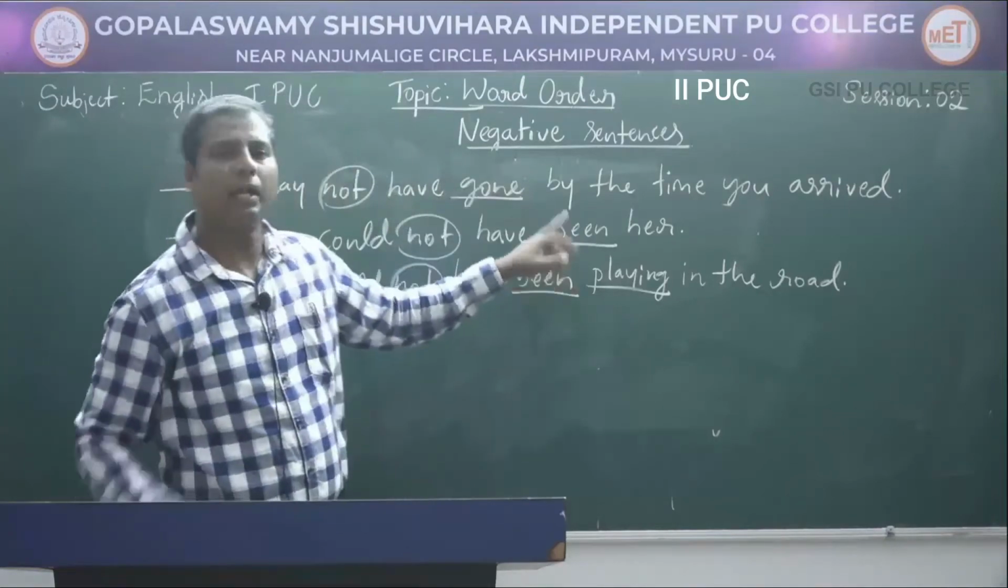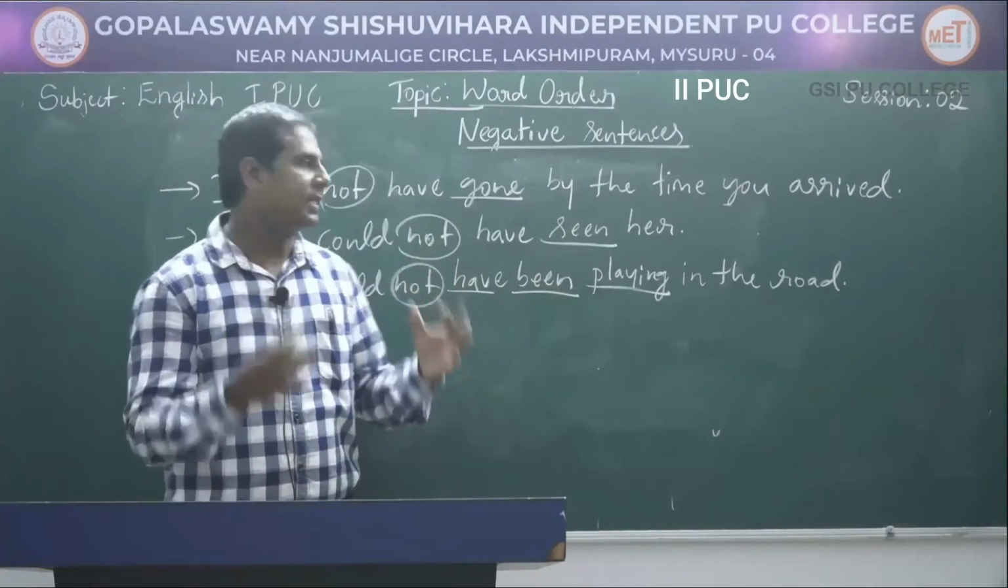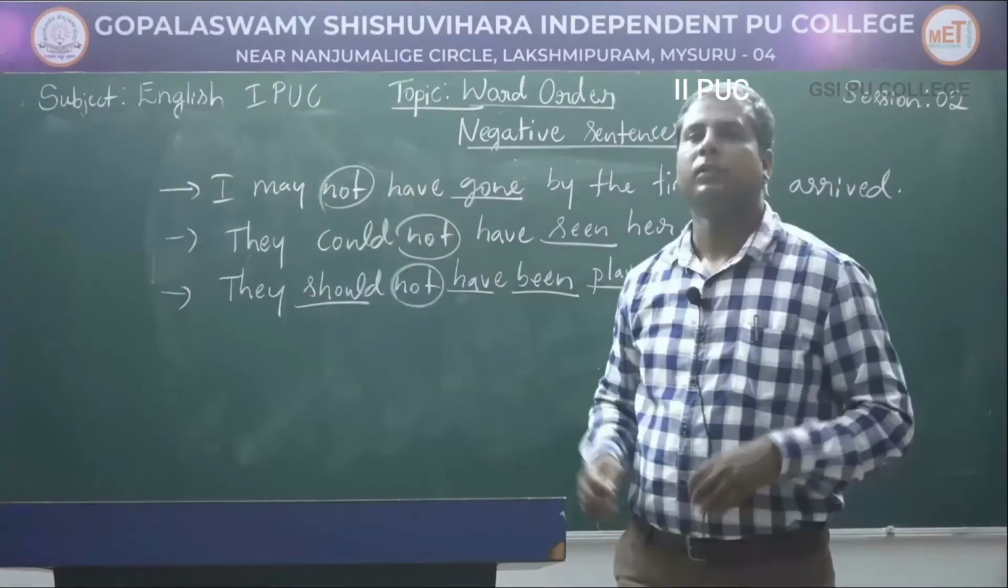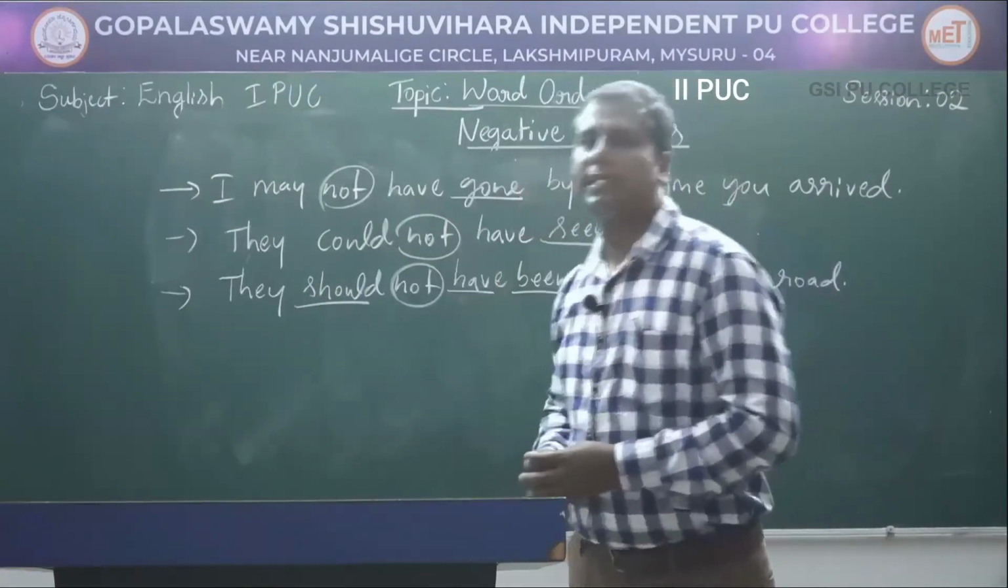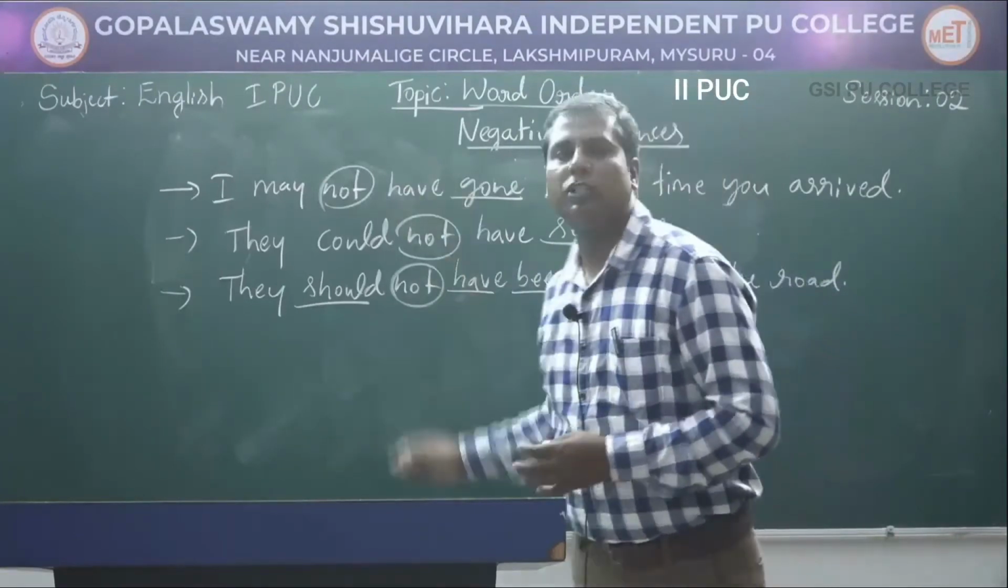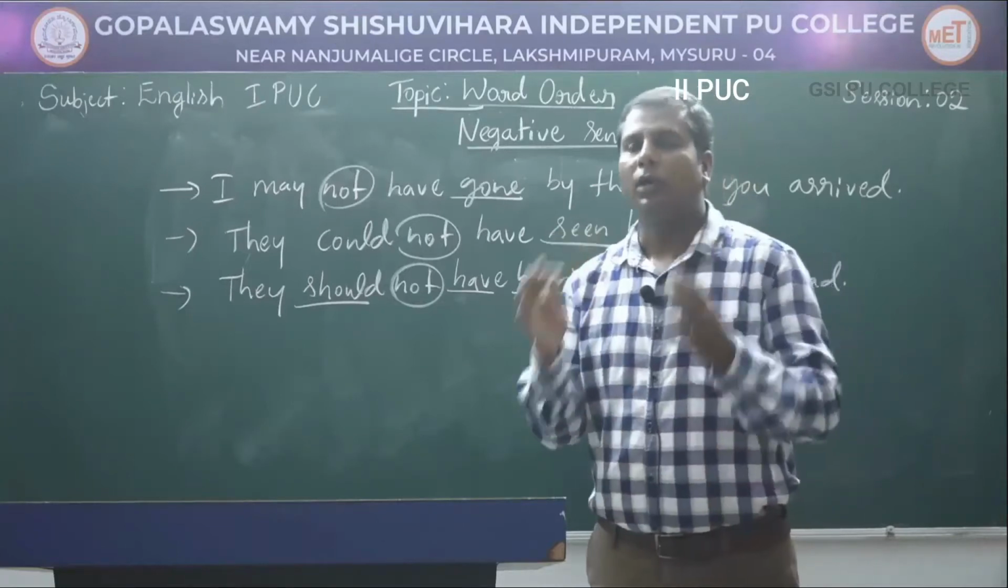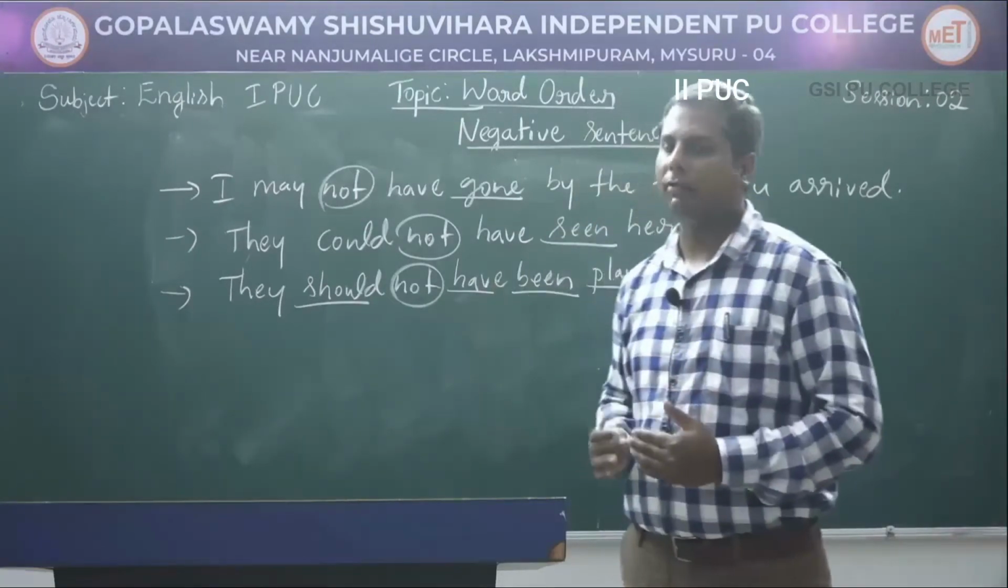So gone and seen are the main verbs preceded by the primary auxiliary verbs have and have. So notice that in all these three sentences the word not is placed between a modal auxiliary verb and one or more primary auxiliary verbs.